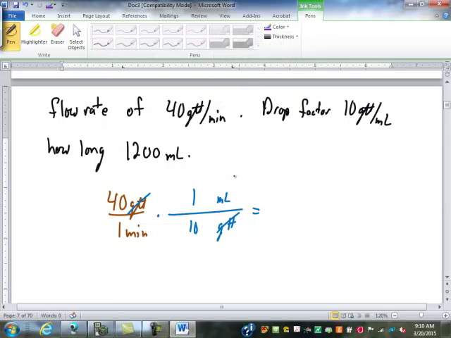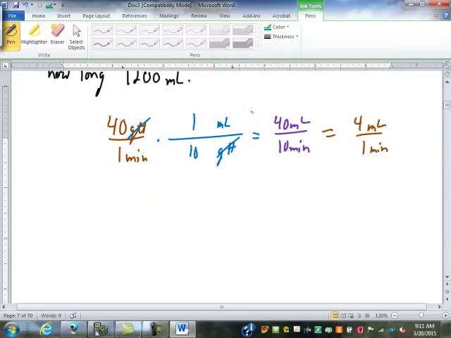Let's see where we're at. We have 40 milliliters in 1 times 10 is 10 minutes. Getting pretty promising. We already have now milliliters compared to a unit of time, milliliters per minute. In fact, if I wanted to divide that out, 40 divided by 10 would give me 4 milliliters in 1 minute. We need to get up to 1,200 milliliters.